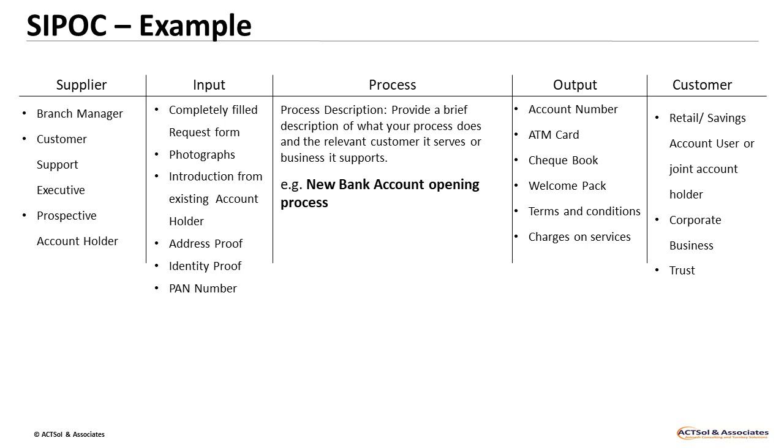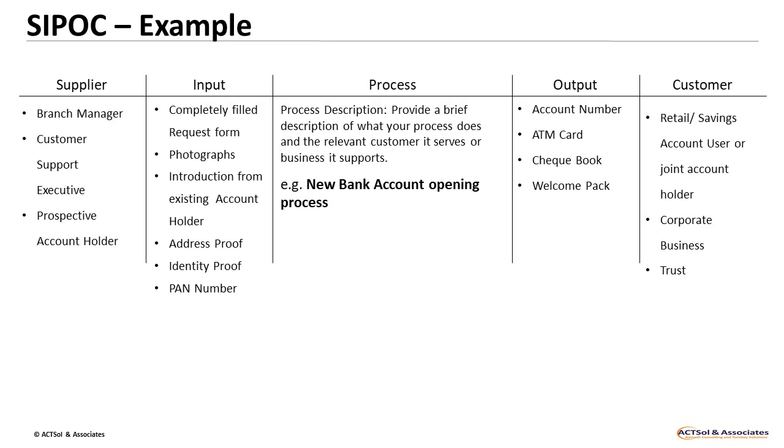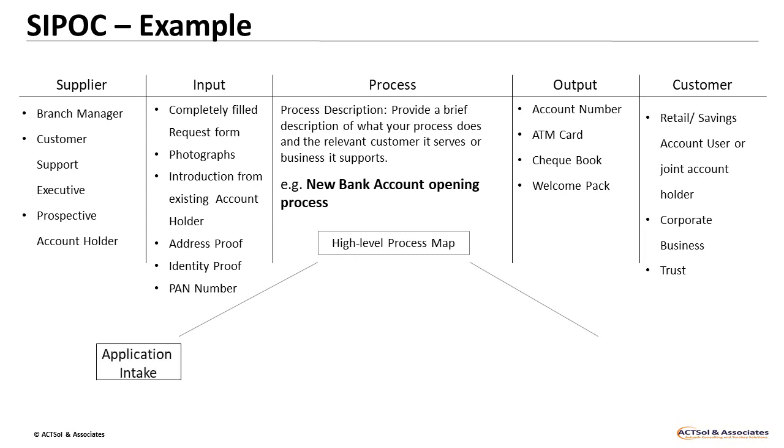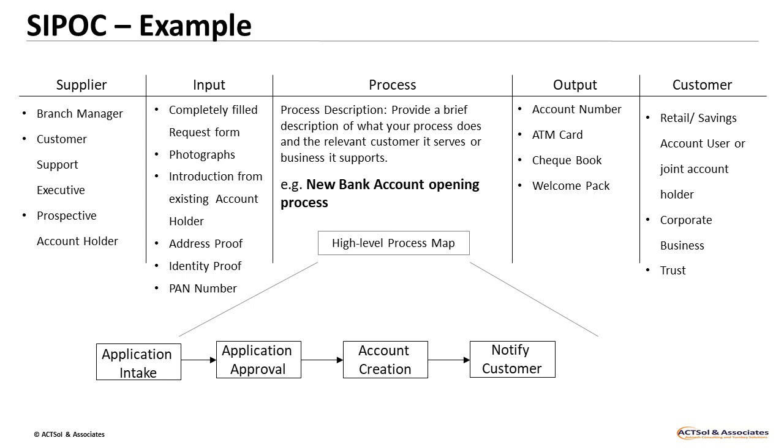The output a customer expects when an account is opened are account number, checkbook, ATM card, welcome kit, terms and conditions for usage, charges on the services, etc. Look at the process column. The high-level steps describing the account opening process are application intake, background check and documents verification, application approval, account creation, notification to the customer, and finally the account activation.